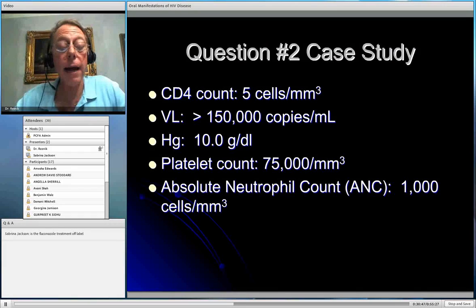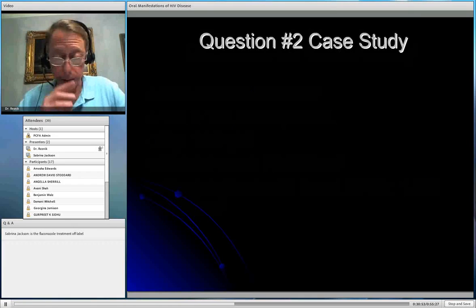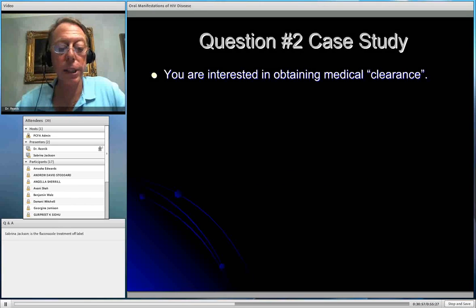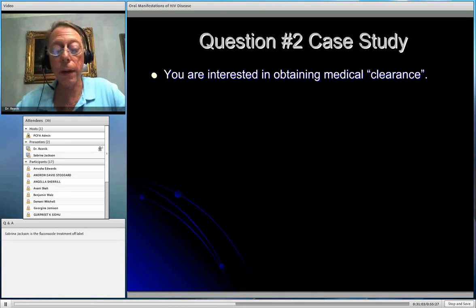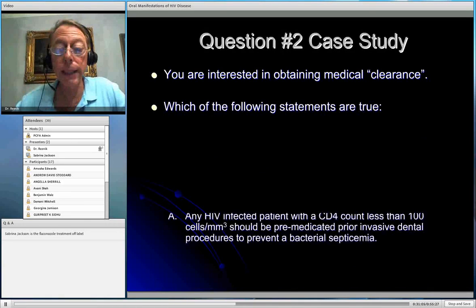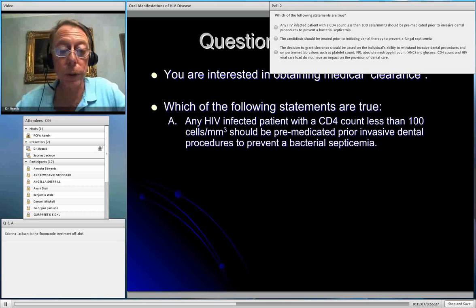Here are his labs. He has a very low CD4 count, a very high viral load. You can see his hemoglobin, platelet count, and absolute neutrophil count. So here are your questions, and this is not an easy one. You want to get medical clearance, or someone has contacted you for medical clearance. Which of these following statements are true?